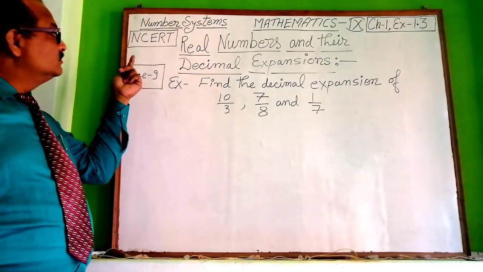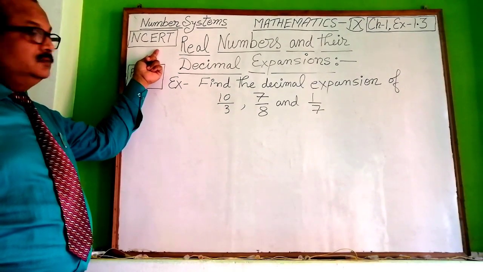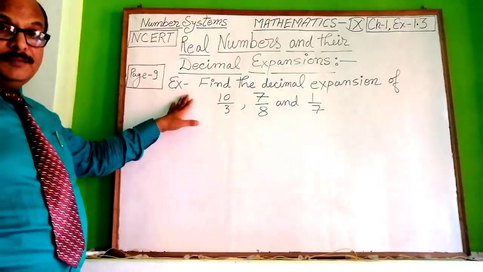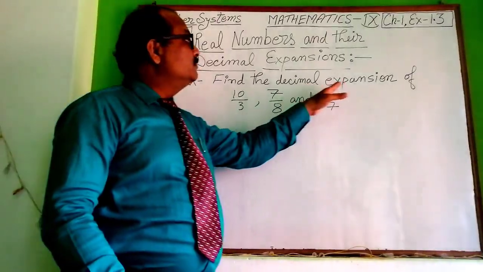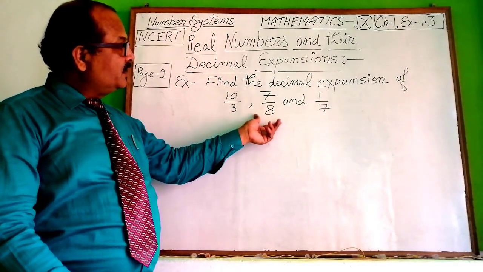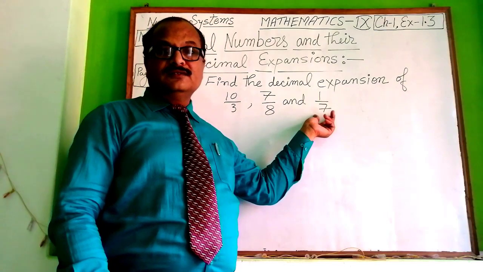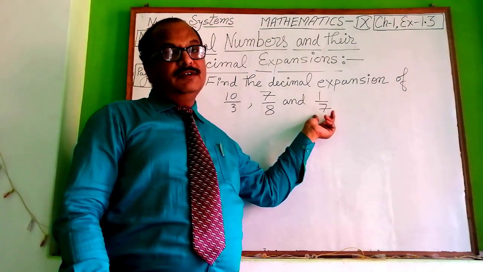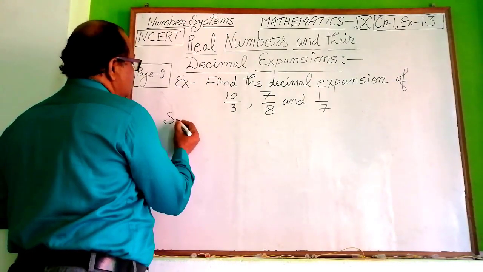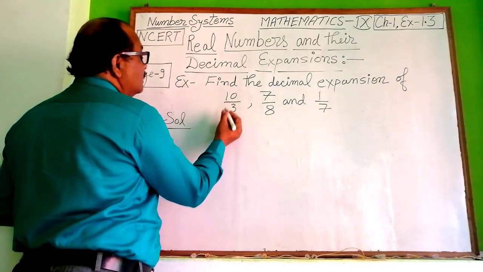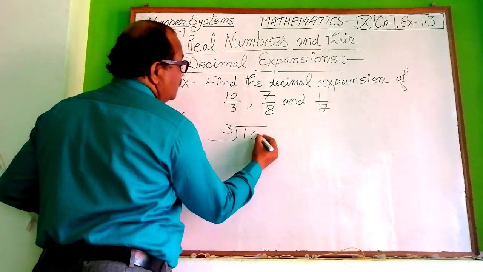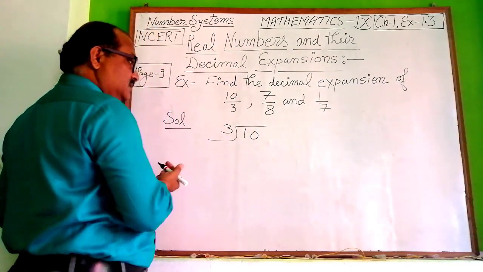इसको ध्यान से देखिए, रिपीट कर के देखिए जितना समझ में आए, और एक्सरसाइजेज जरूर करें। From your NCERT book class 9th page number 9, one example I am taking. Find the decimal expansion of 10/3, 7/8 and 1/7. So one by one I will take. Just see how to perform. See its solution. You already know, studied in previous classes, but I am going to revise it.